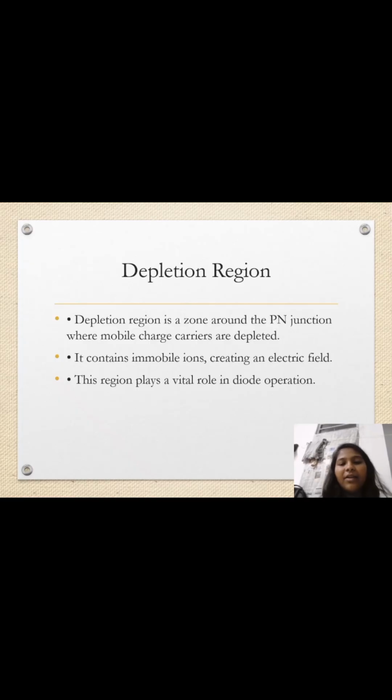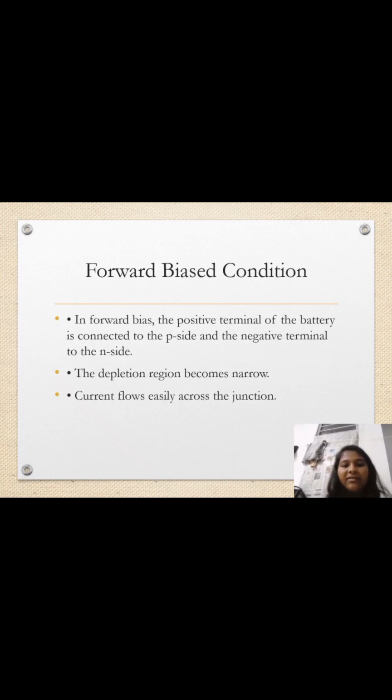Now we will see what the depletion region is. The depletion region is a zone around the PN junction diode where the mobile charge carriers are depleted. It contains immobile ions and creates an electric field. This region plays a vital role in diode operation. These three are the main points about the depletion region. Next we see the forward bias condition.